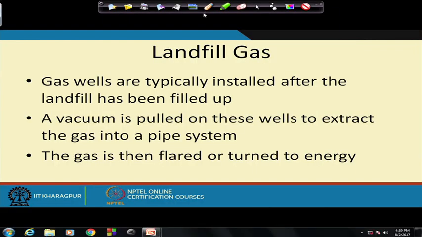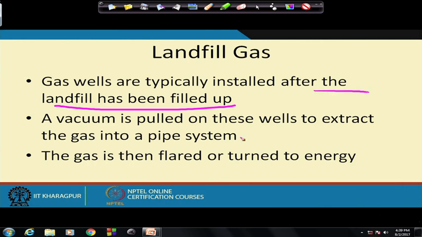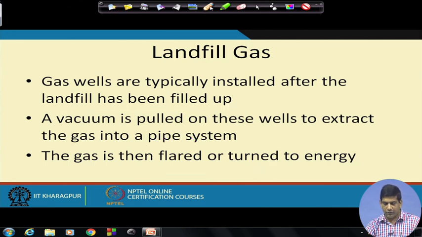In terms of landfill gas, gas wells are typically used. You install gas wells once the landfill has been filled up, and a vacuum is applied on these wells. You apply vacuum to extract gas into the pipe system. The gas can be flared if you don't have waste to energy, or it can be turned into energy. So it would be really nice to have a gas to energy system, if you produce enough gas.